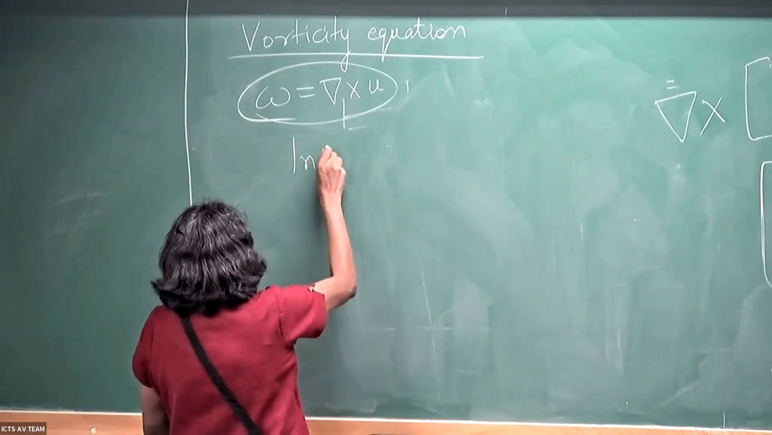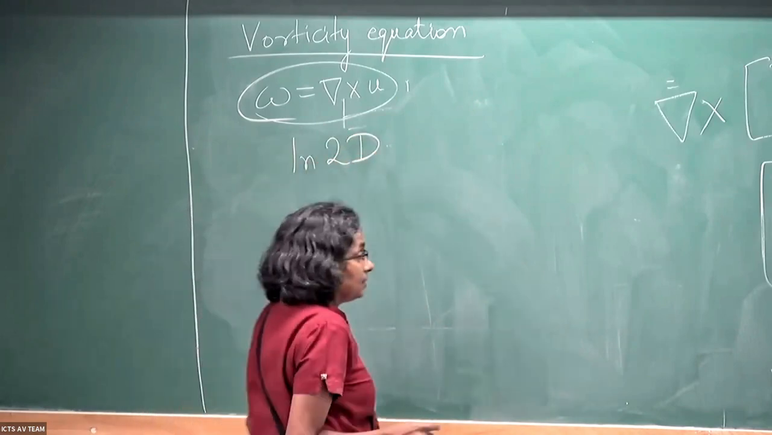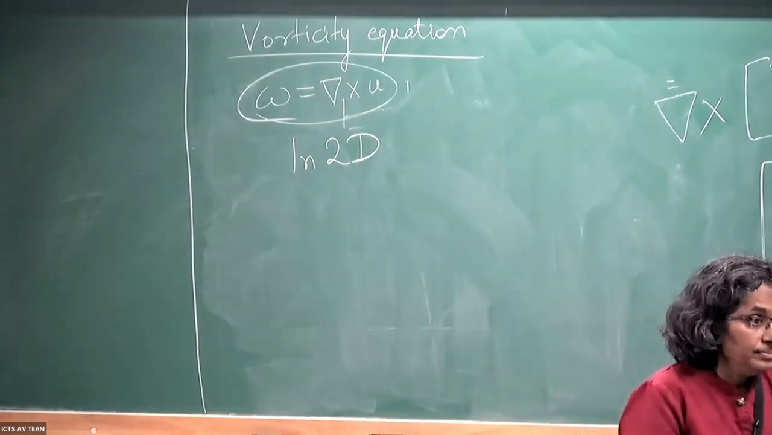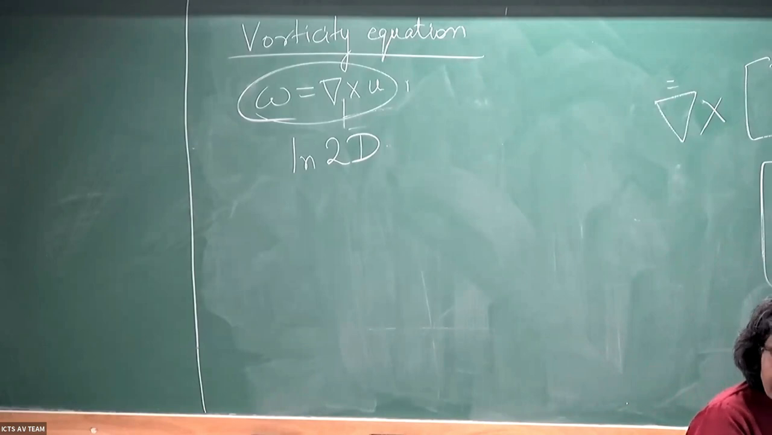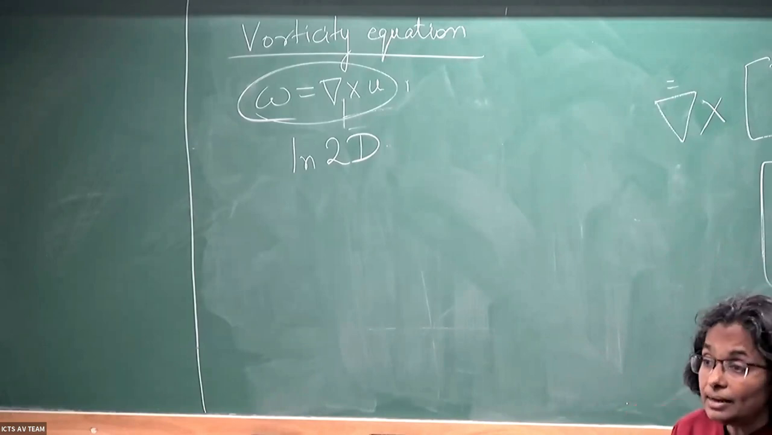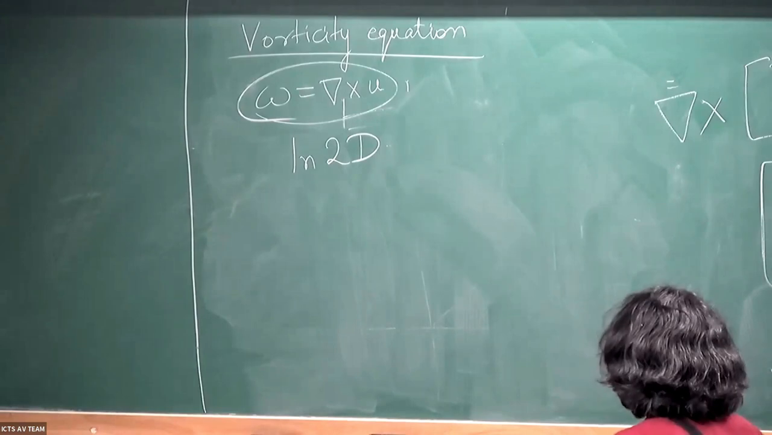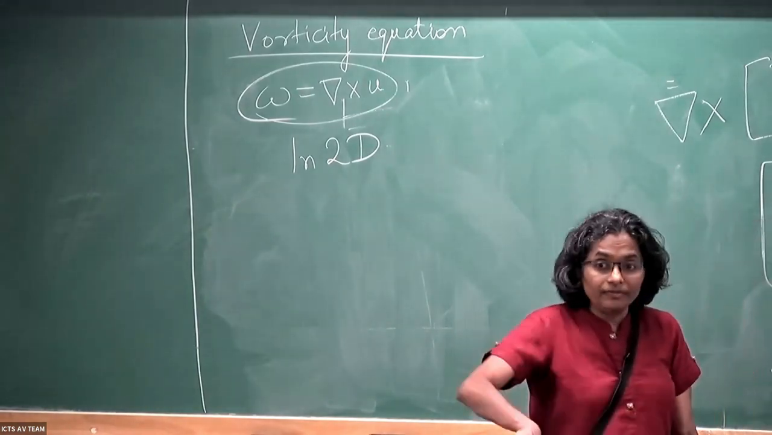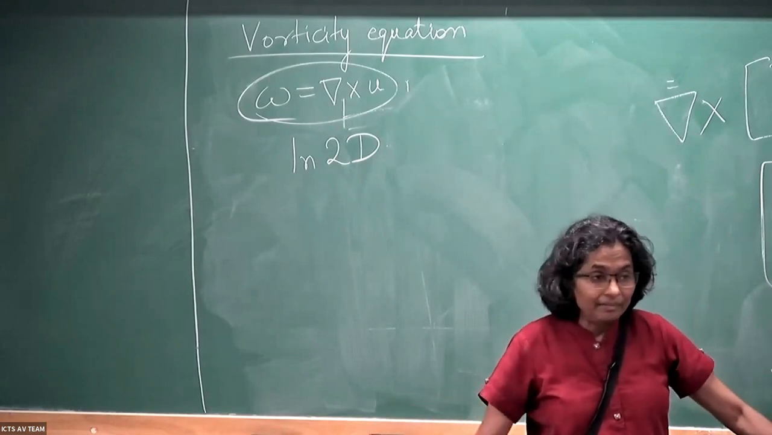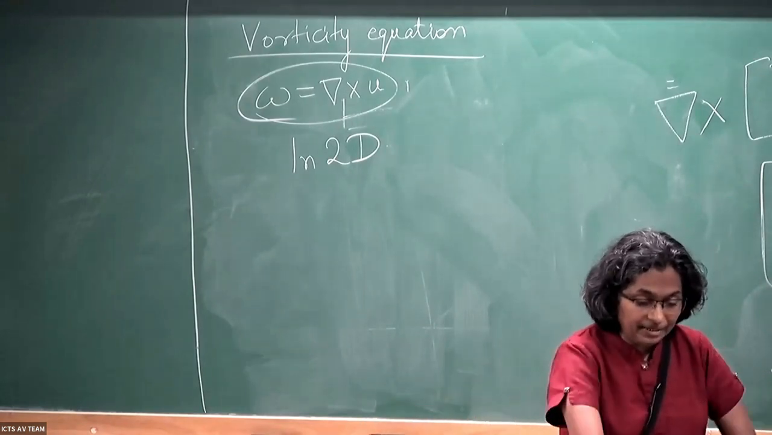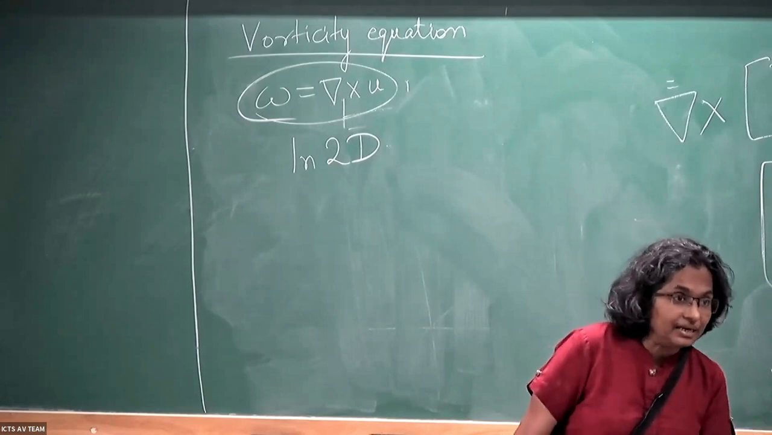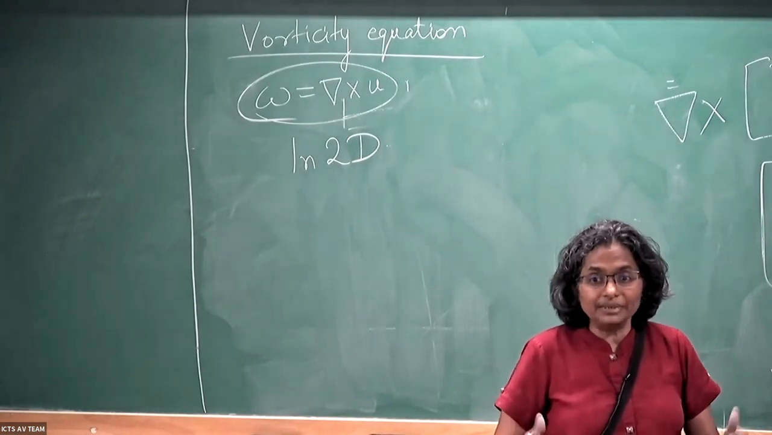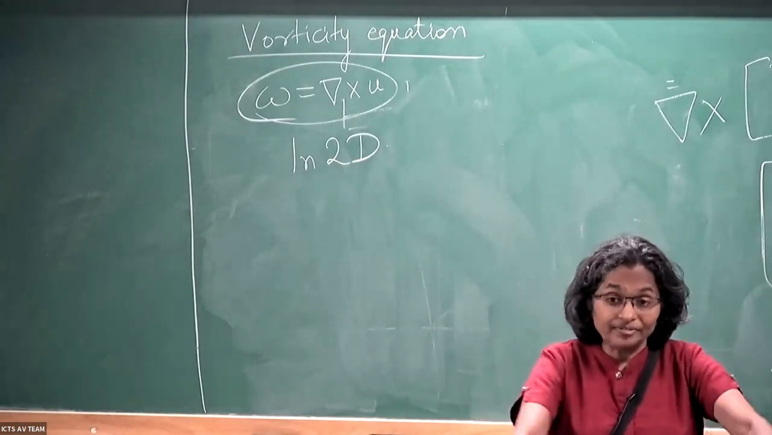In two dimensions, can you think of what's happening to this equation? There'll be only... Exactly. In two dimensions, you can have only omega z, because if all the flow is in this plane, so there's u's and v's, and I'm taking the curl of it, all curls will be in that direction. So omega becomes a scalar. But it's a field, it's a scalar field.